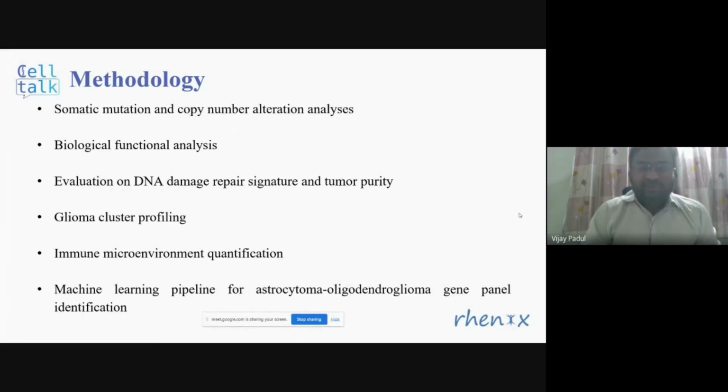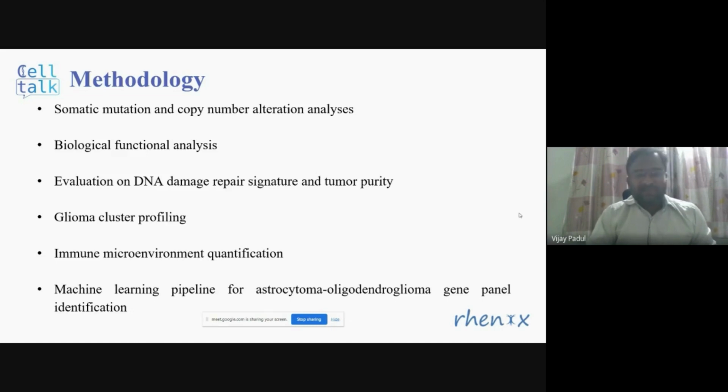In this methodology, they performed different analyses with different aims. Somatic mutation and copy number alteration analysis was performed to identify which genes are mutated, and which genes are either amplified or deleted due to copy number amplifications or deletions in the different patient samples. Then biological functional analysis examined which genes are enriched in the mutations and copy number alterations, and what the biological functions of those genes are. Then evaluation of DNA damage repair signature and tumor purity.